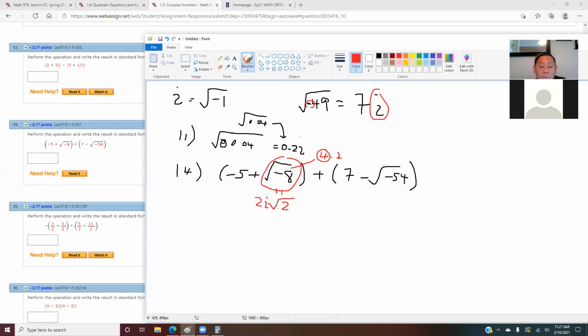Got it, Sinu? Yep. So the negative inside the square root will make it i. Now you have to do the same thing on this one. So what do you think about the square root of negative 54? 54 is what times what? 9 and 6. 9 times 6.